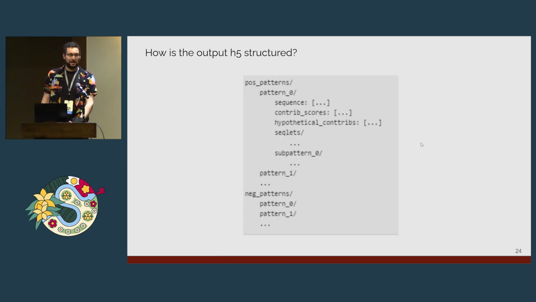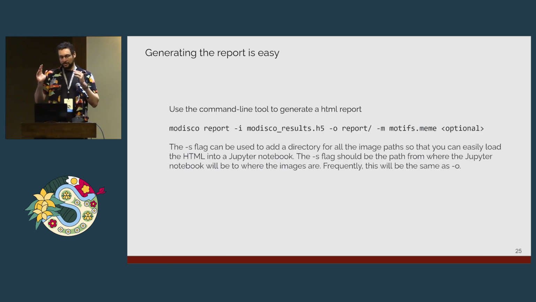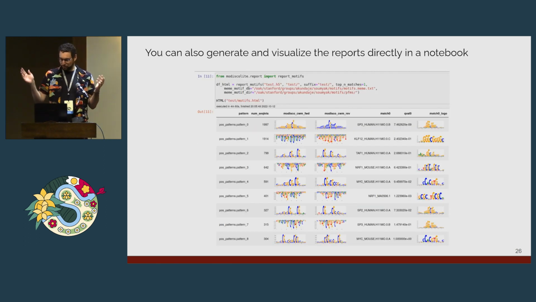What you get is an H5 file with all the patterns, and for each pattern you get all the seqlets that are mapping to it and a whole bunch of information about it. H5s are kind of unwieldy, but there's still a universal data type that can be loaded everywhere, and it's useful to have all of this information around. And so finally, there's a command for generating the report. It basically just takes in that H5 file, you give it a path where you want to save everything, and if you want to have a database where you cross-reference it, you can pass in that meme file. And when you do that, you get this report.